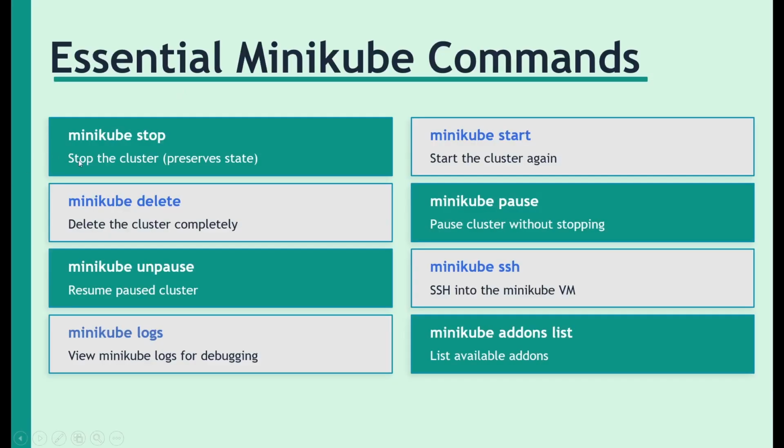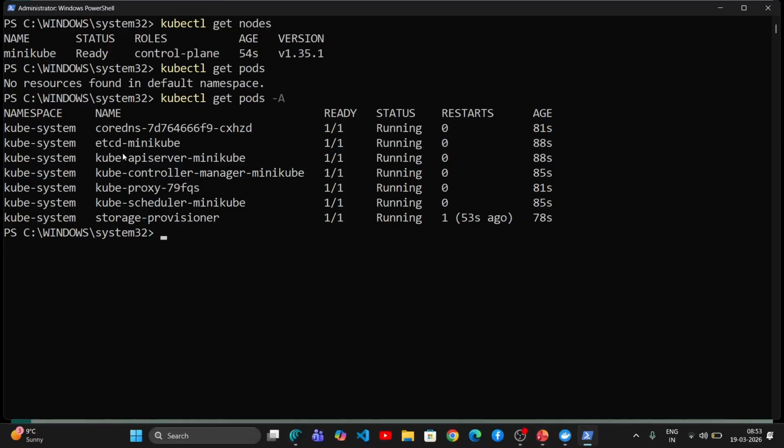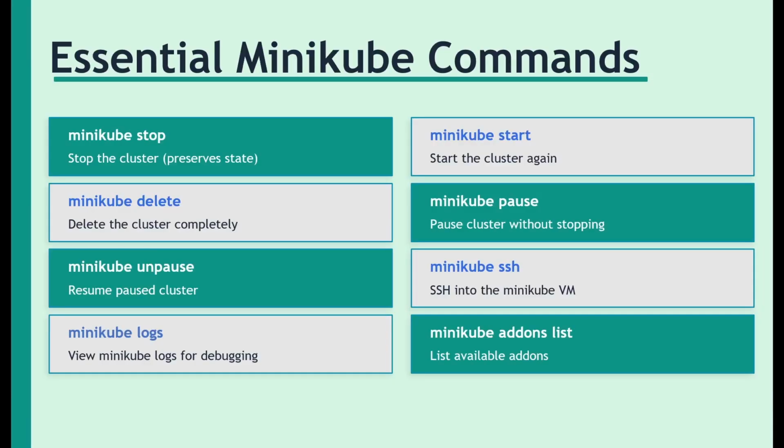Now if you want to stop Minikube, you use minikube stop, and minikube start in order to start the cluster again. You can pause it, and you can delete the cluster. When you use minikube delete --all, that will delete all the clusters, all the profiles from Minikube. So if you want to pause it, you can pause it.